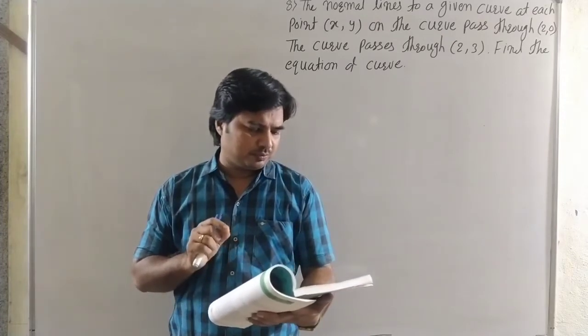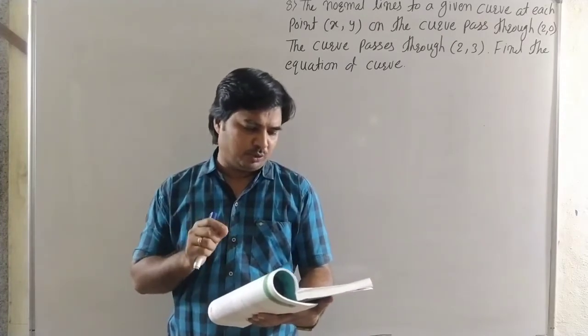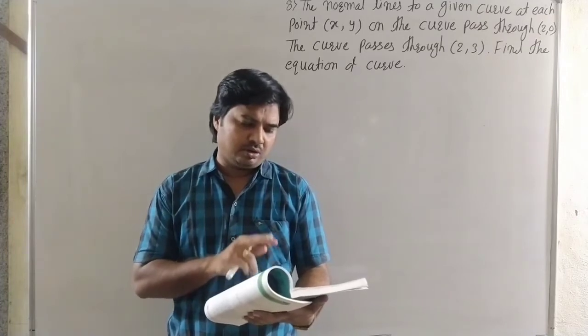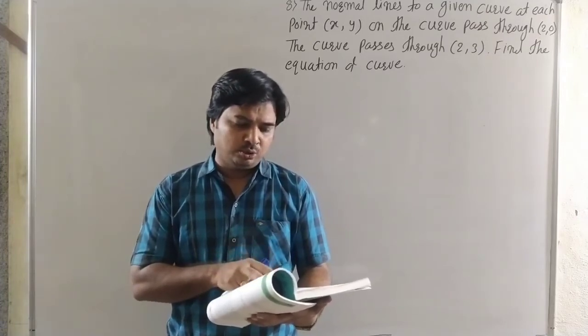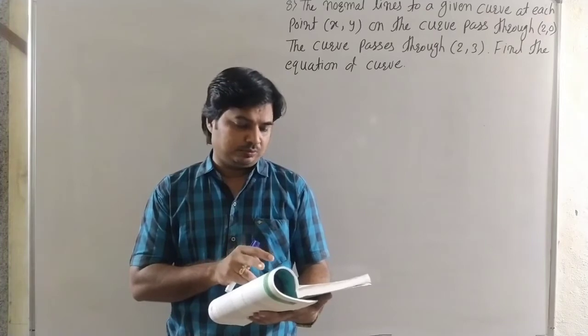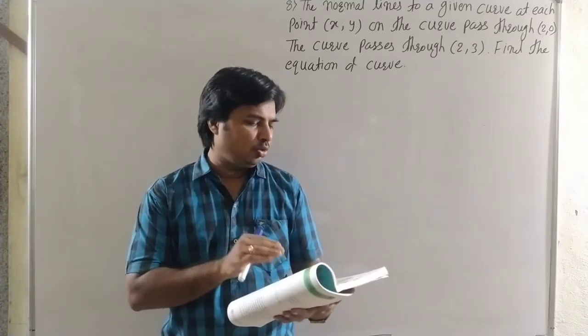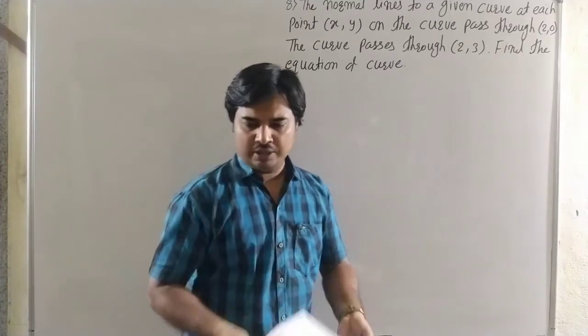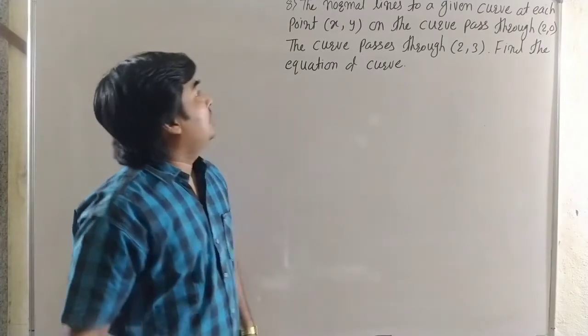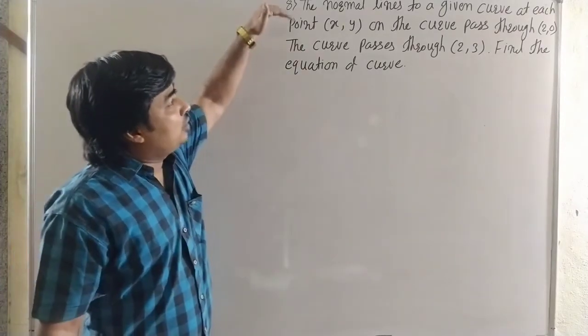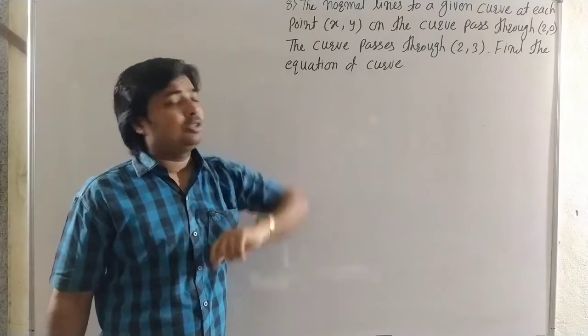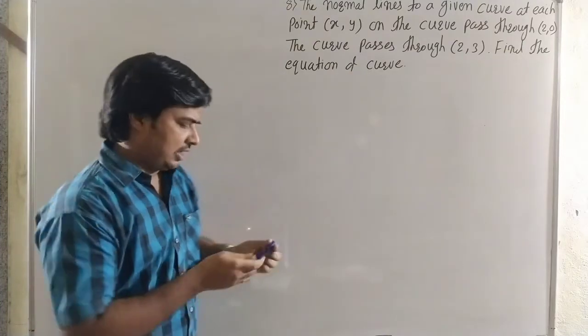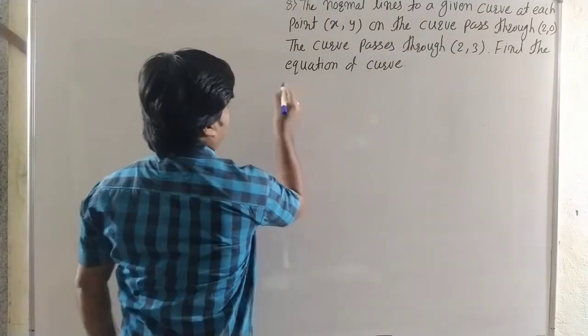The normal lines to a given curve at each point x comma y on the curve pass through 2 comma 0, and the curve passes through 2 comma 3. Then find the equation of the curve. Here it is given that the normal to the curve passes through 2 comma 0. Here we have to find the equation of the curve.